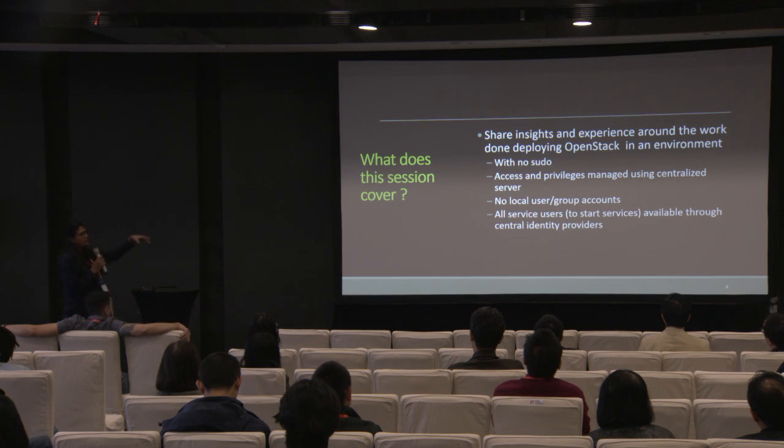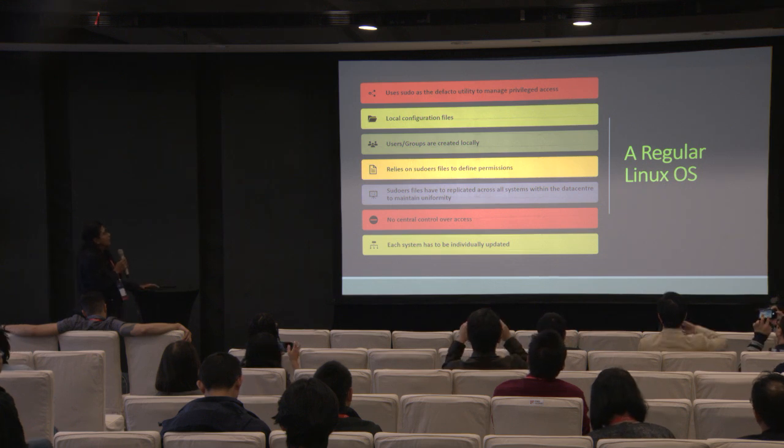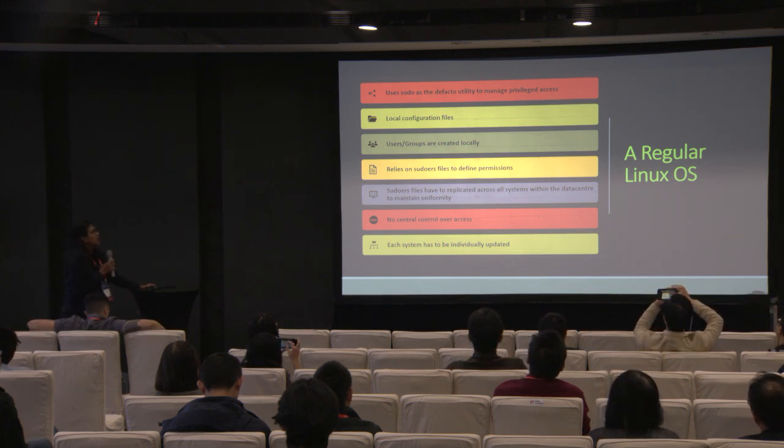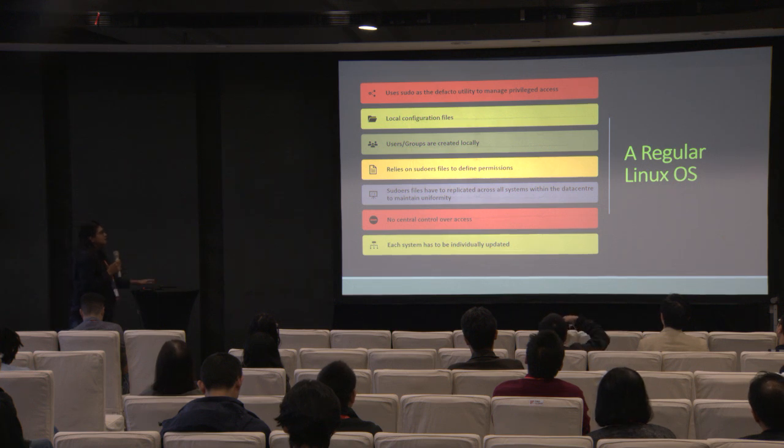Like I mentioned, we had an environment which is not the regular environment. If you take a regular Linux OS, you have sudo, you have the local configuration files, which basically means that when you talk about sudo, they are the sudoers files. You can also create your own files and put them under the sudoers.d directory. You can create users and groups. You can define permission on what a particular user should be able to do.